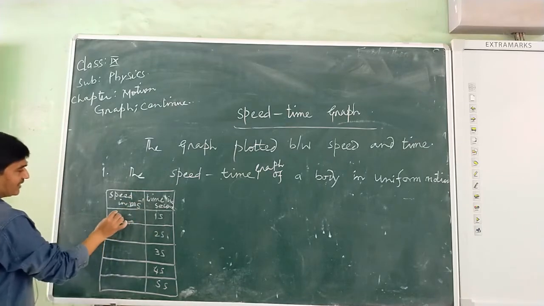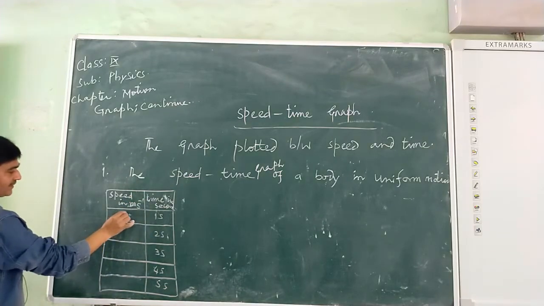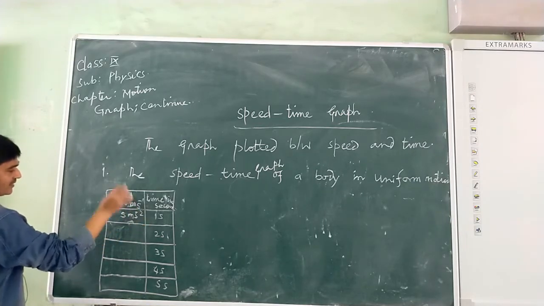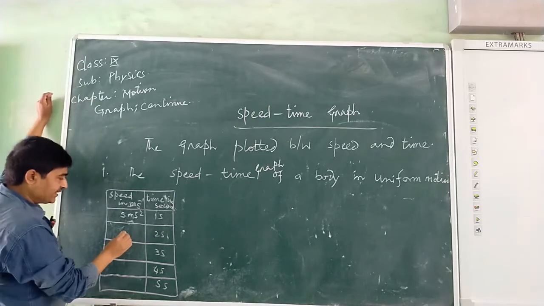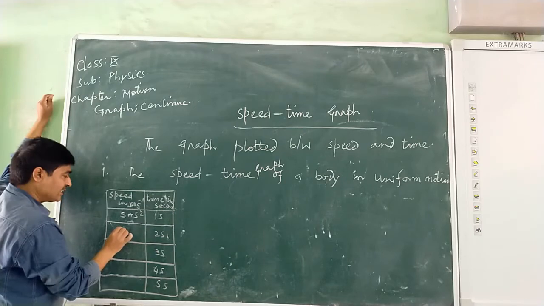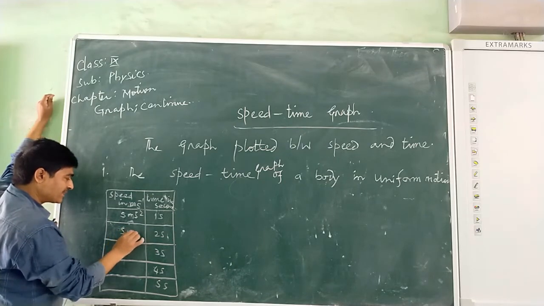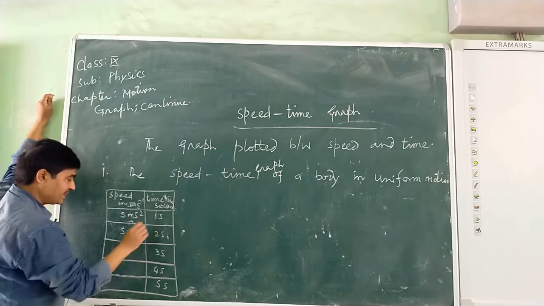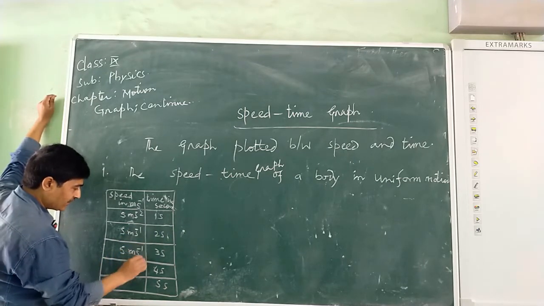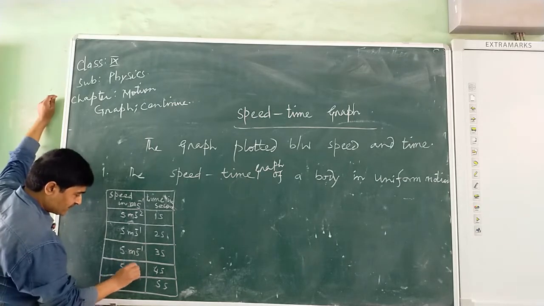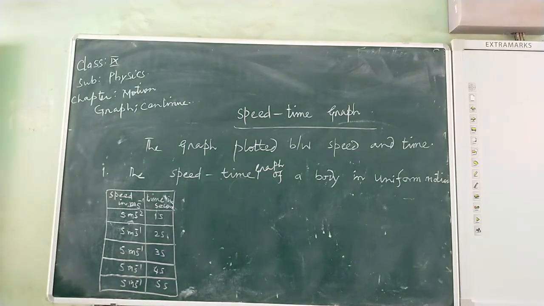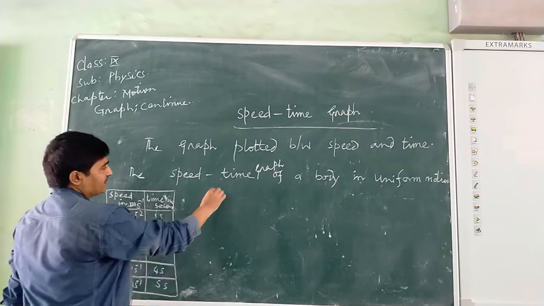There, in 1 second, the body traveled 5 meter, so the speed is 5 meter per second. In 2 seconds, the body traveled 10 meter. Here also the speed is 5 meter per second, which we have shown in the graph. In each equal interval of time, the speed is uniform at 5 meter per second. This is the timetable of uniform motion.